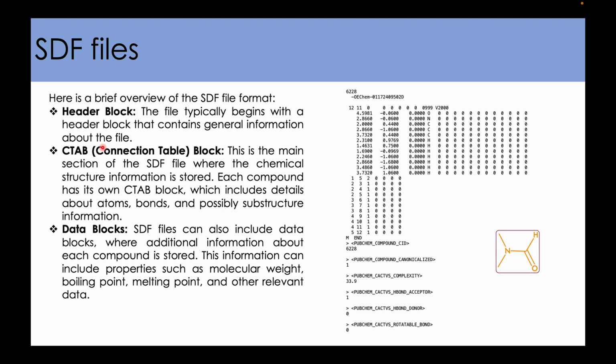Now here is just a brief overview of how an SDF file looks like. We have basically three main blocks. The first one is a header block. The file typically begins with a header block that contains general information about the file. So this is the header here, which has some form of ID or even names of these molecules.